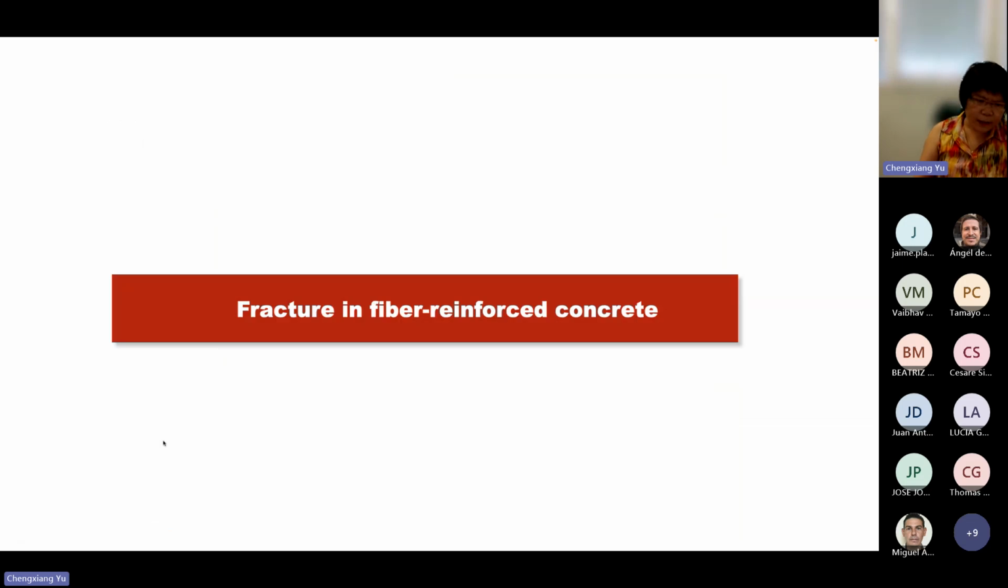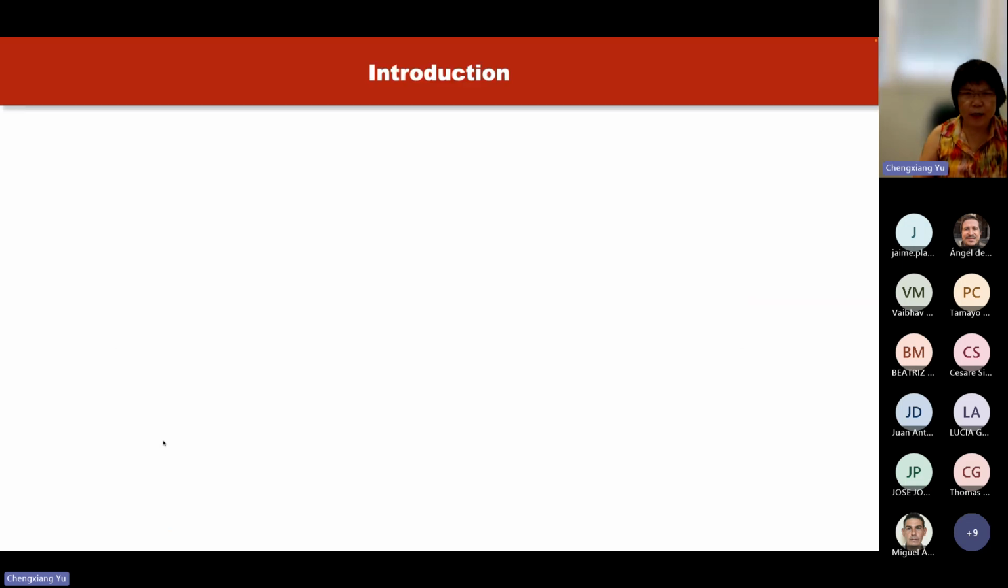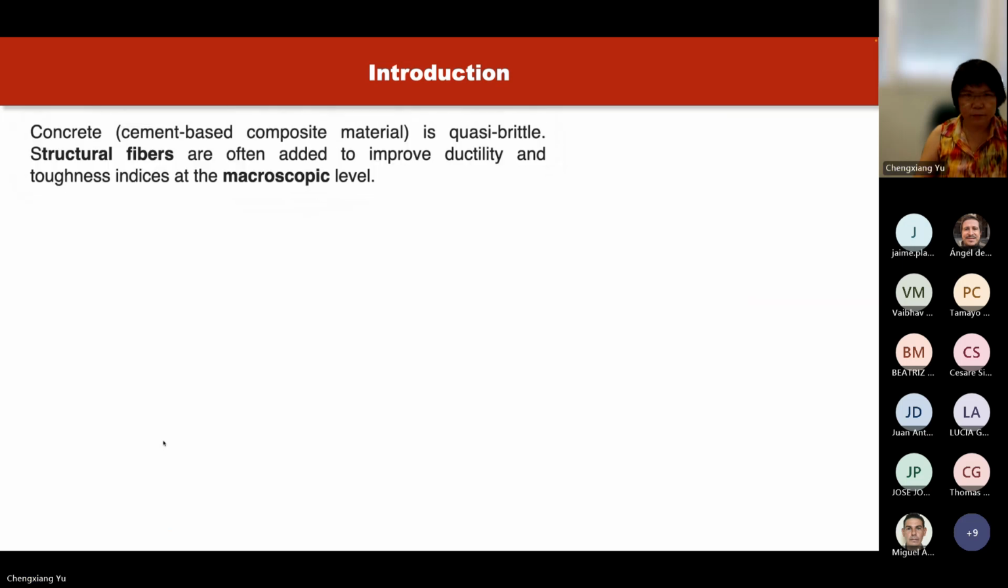So now let's come to the fracture in fiber reinforced concrete. So this is the part that I'm going to talk about.